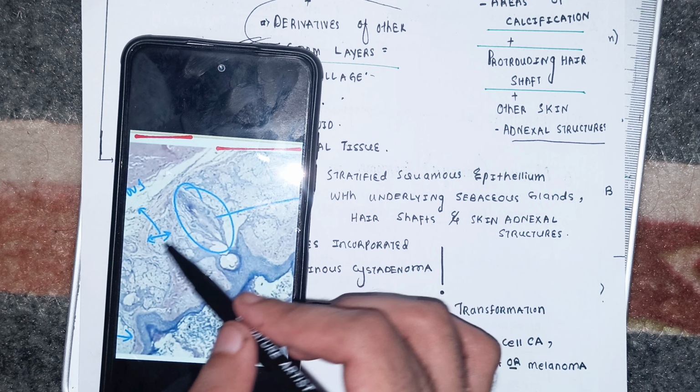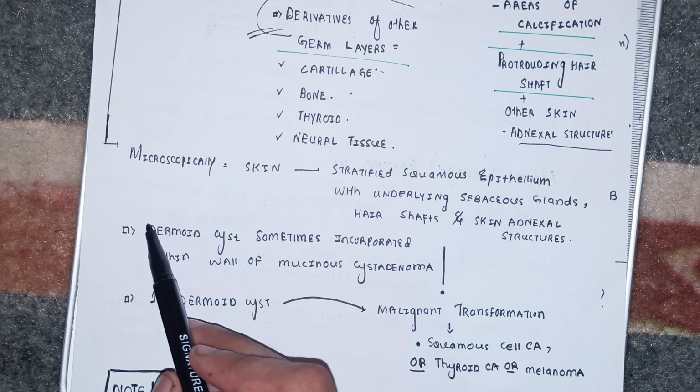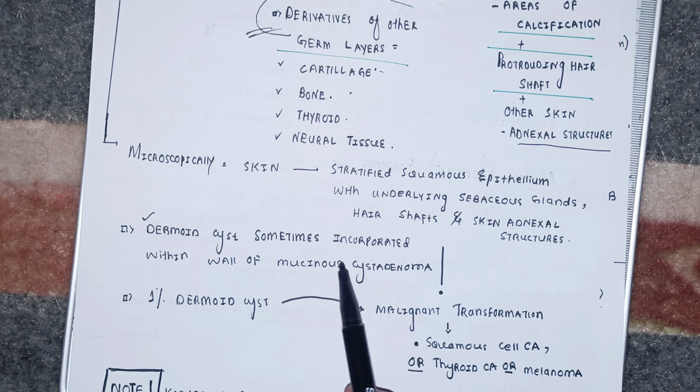One more thing to be added here, beta, after getting done with the microscopy: the dermoid cyst sometimes is incorporated within the wall of the mucinous cystadenoma. How interesting it is. What is mucinous cystadenoma? I have previously talked about this. Mucinous cystadenoma is the benign tumor that arises from the surface epithelium of the ovary.